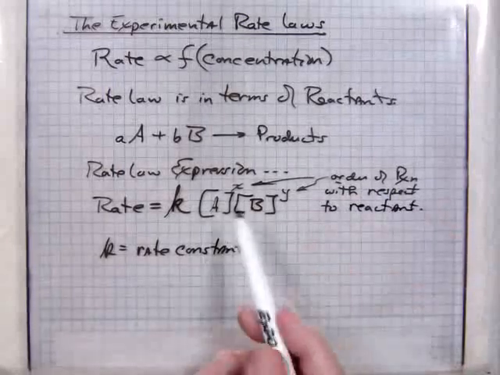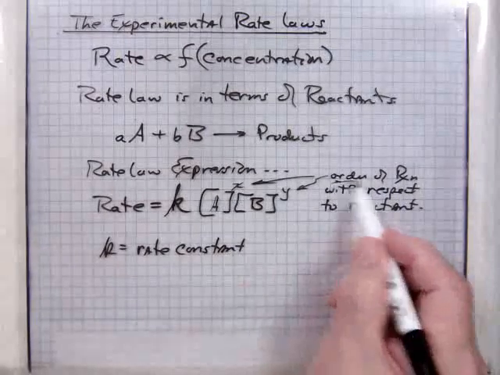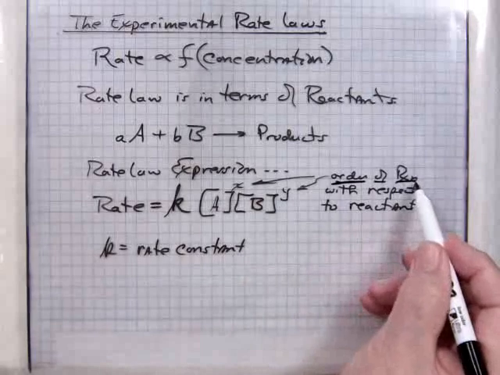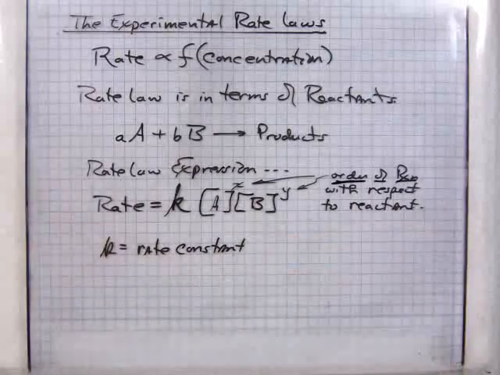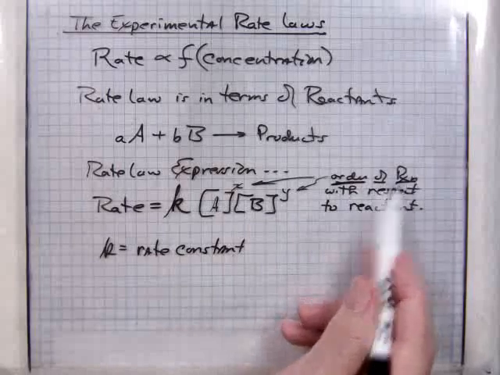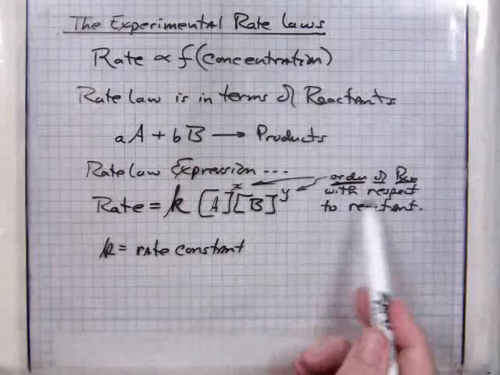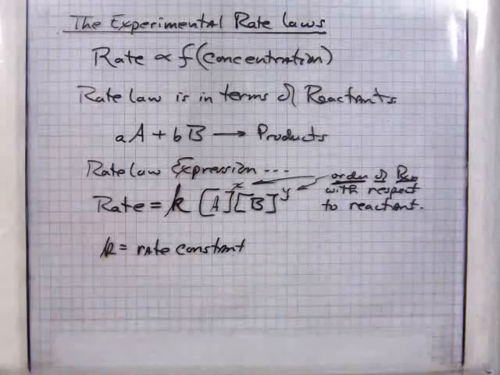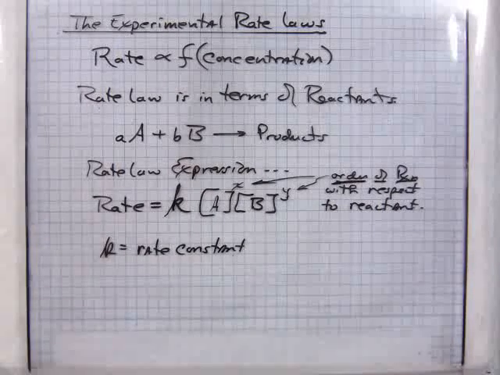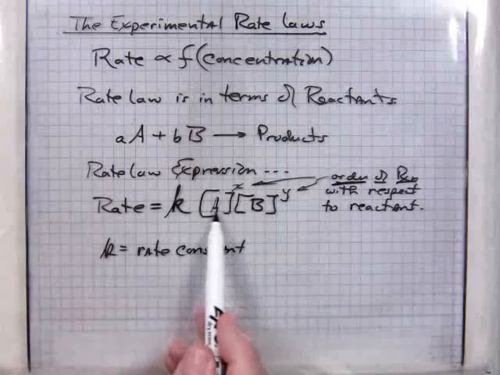That is to say, X is the order of reaction. The phrase is very important here. X is the order of reaction with respect to A. Y is the order of reaction with respect to B. So that's the phraseology as well as the meaning of what that exponent is. You already know what brackets A, brackets B mean.